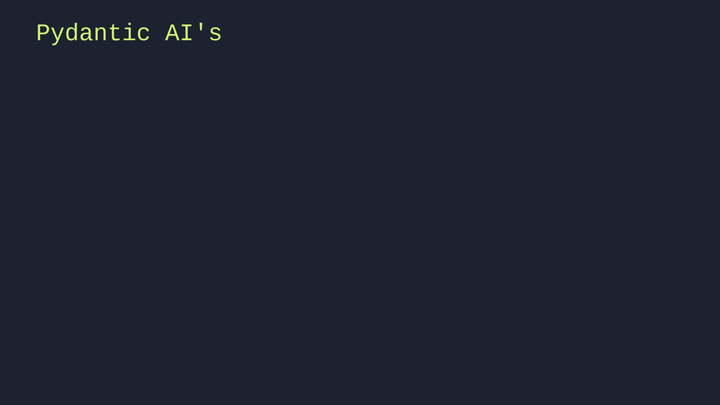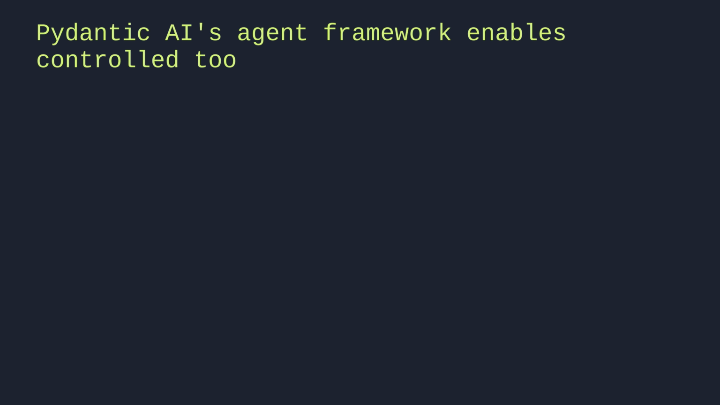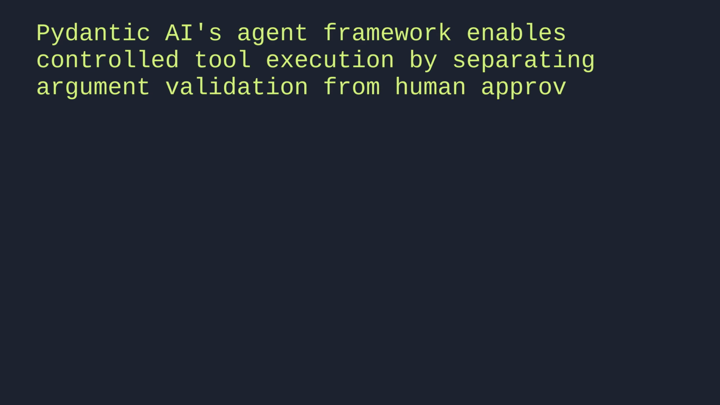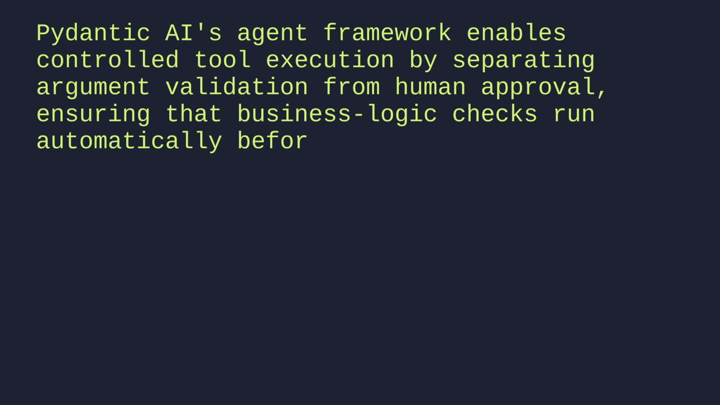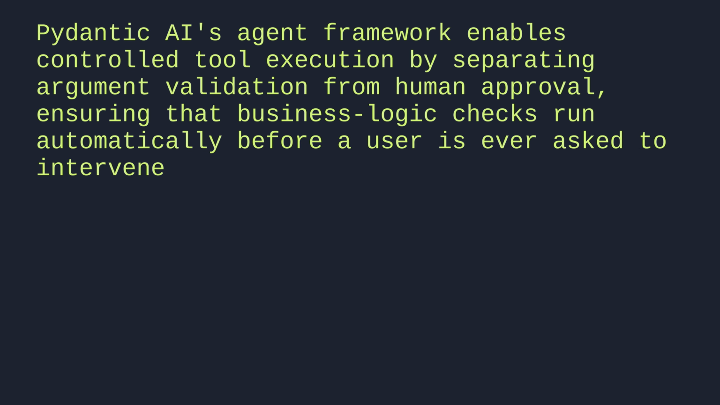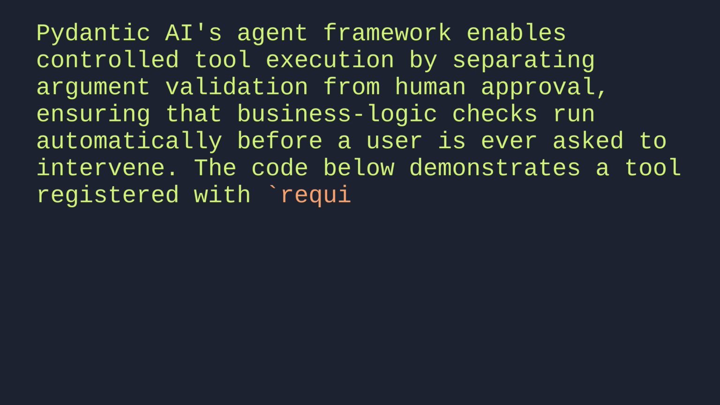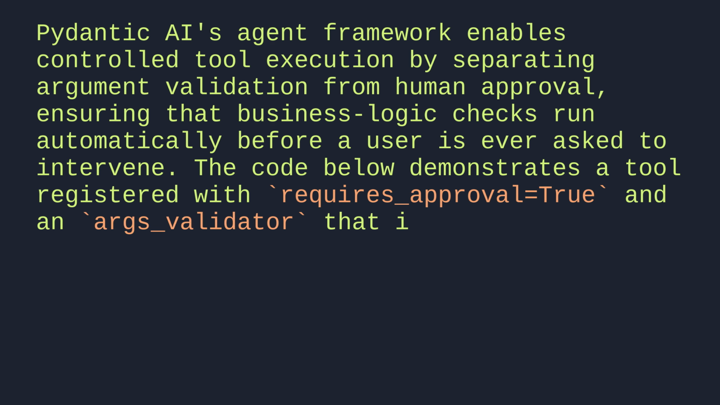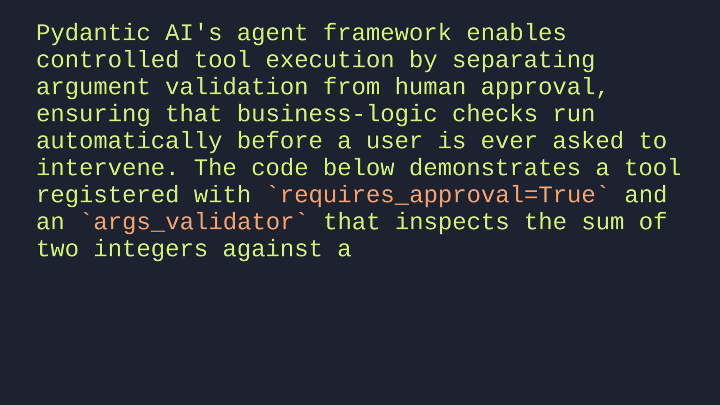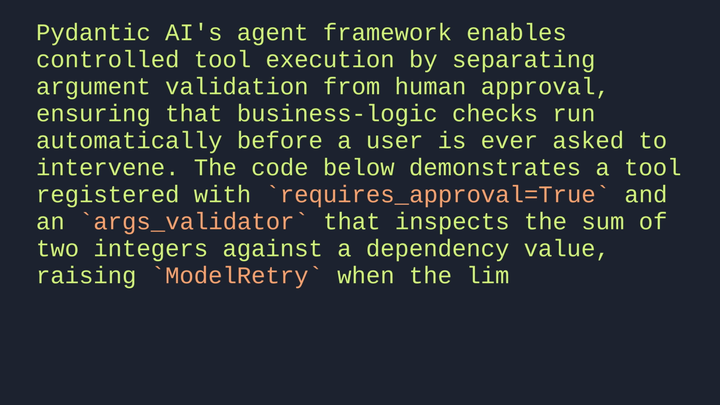Pydantic AI's agent framework enables controlled tool execution by separating argument validation from human approval, ensuring that business logic checks run automatically before a user is ever asked to intervene. The code below demonstrates a tool registered with requires_approval=True and an args validator that inspects the sum of two integers against a dependency value, raising ModelRetry when the limit is exceeded.